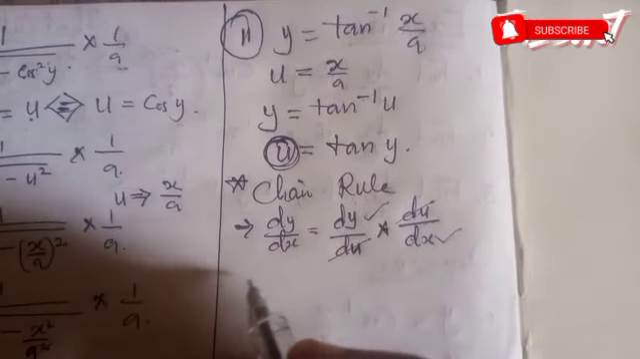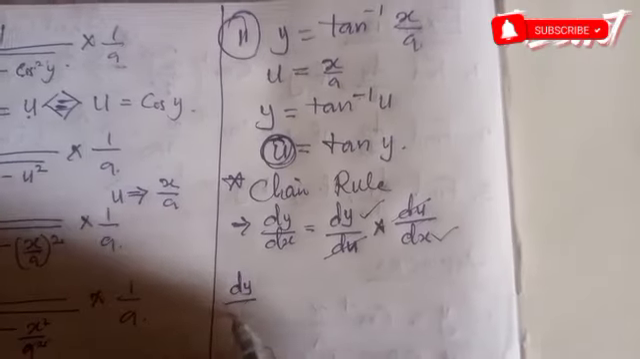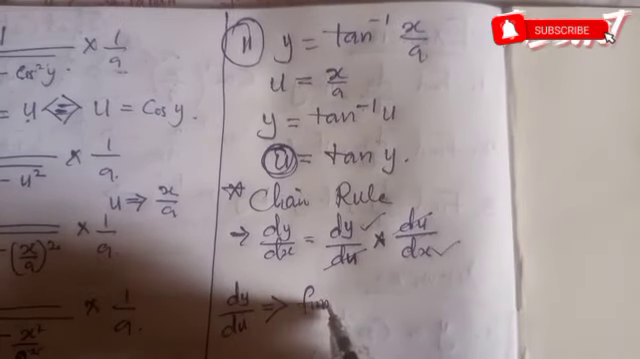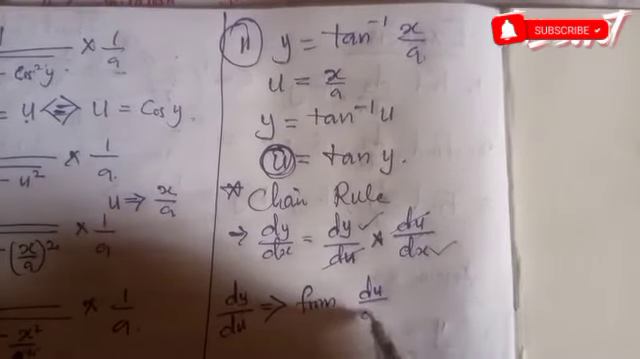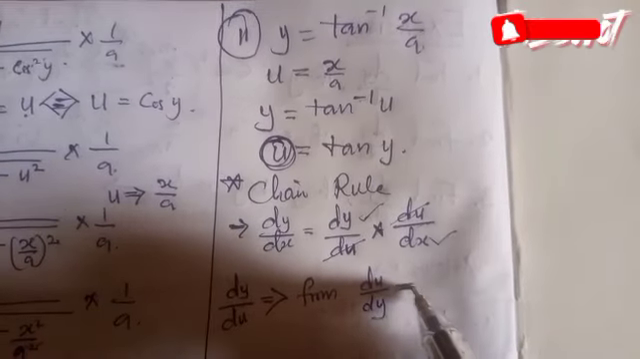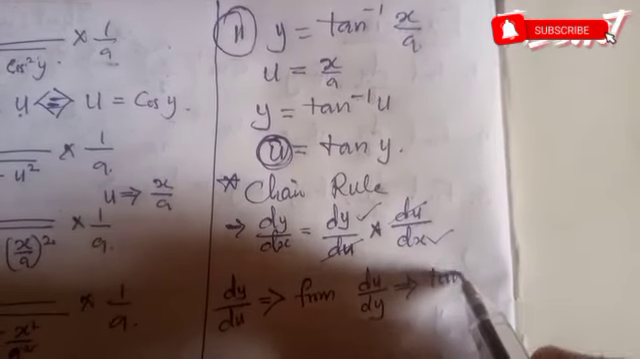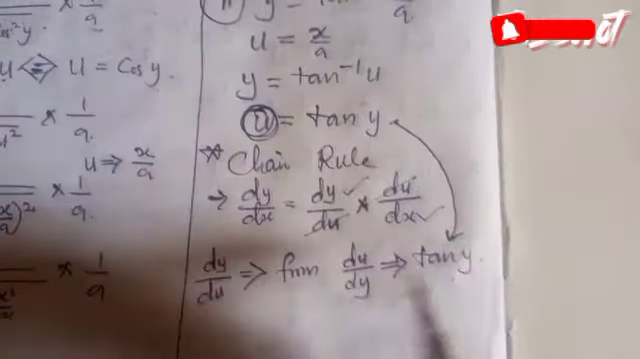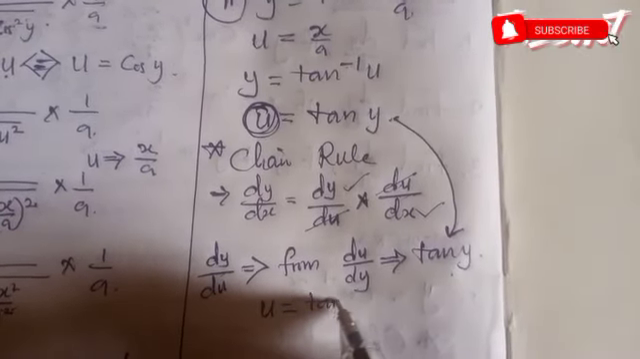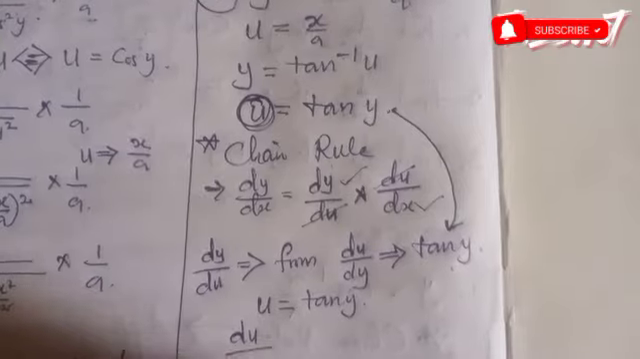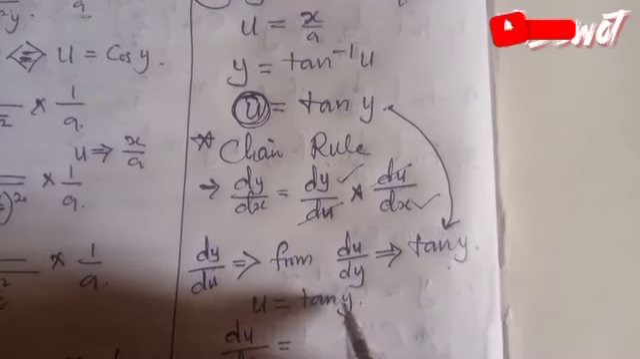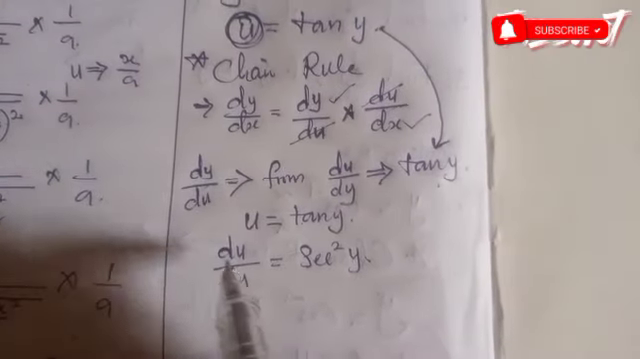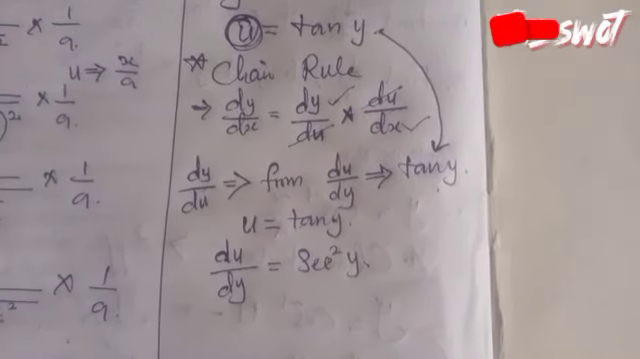So that's just it. So from here now, our dy du is what? From du dy, how do we get du dy? That is from tan y, from this question here now. So you get it from u equals tan y. So our du dy will now be, tan y is what? Sec square y. So to differentiate tan y, you have sec square y. So let's go ahead.